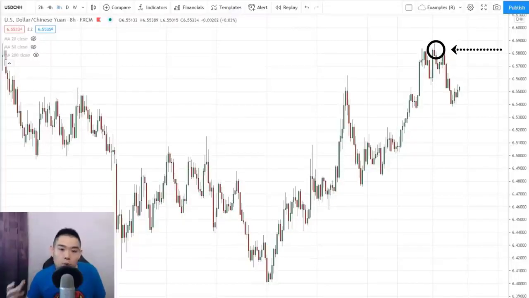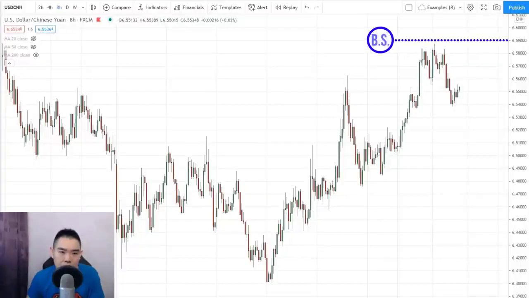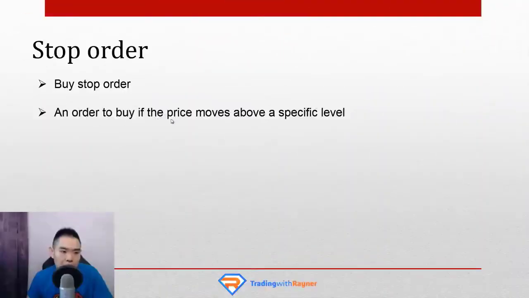So if that's your thought process, you can use a buy stop order. You can place a buy stop order at this price, around $6.59, which is somewhere about here. Let's call it BS. Buy stop, not the BS that you're familiar with, but a buy stop order at $6.59. So if the price goes up and breaks above $6.59, this is an order that will automatically get you into this trade, because it broke above this key level, 6.59, that you put into your broker platform. So it's an order to buy if the price moves above a specific price level.